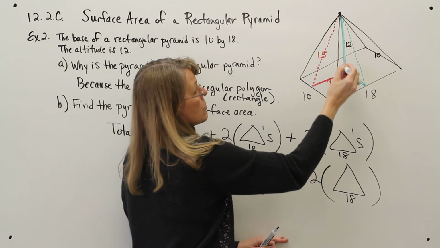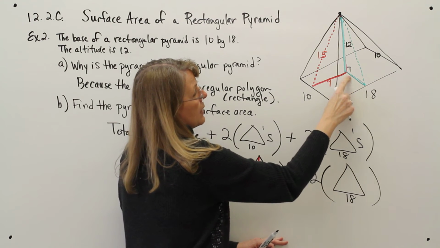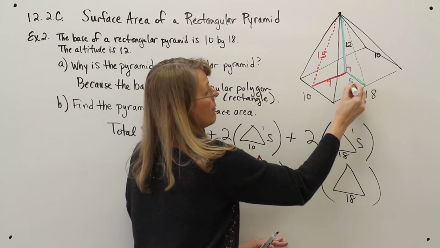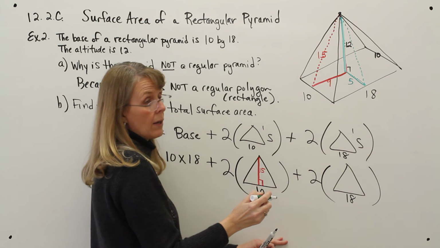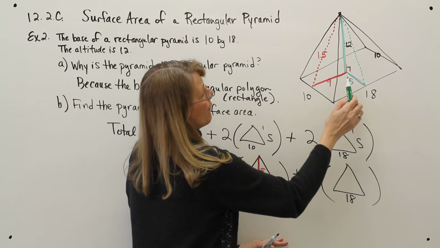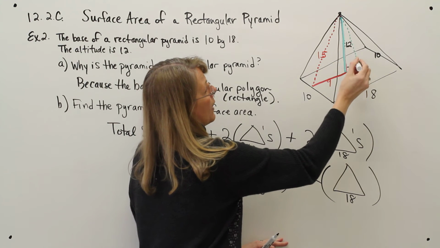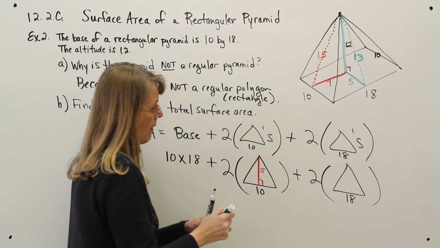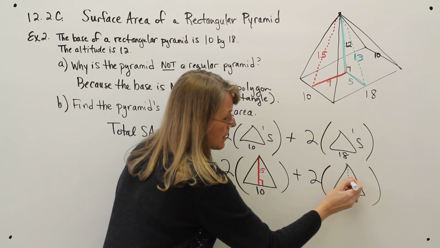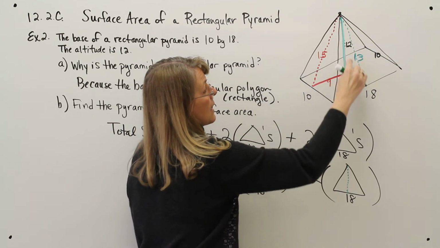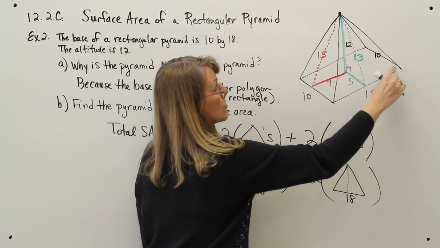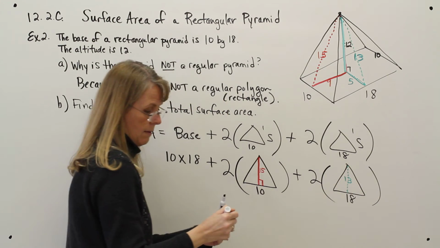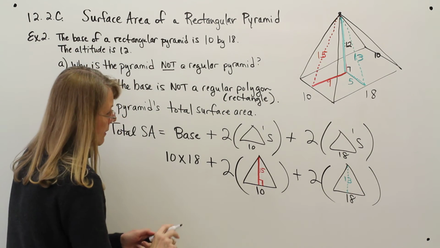I know this is 12. This segment right here should be half of this 10. That's 5. It is a right triangle. So I have 5 and 12, so I know this piece should be 13. That's important because this slant height represents the height of this triangle in front. So that we said was 13. Now I'm ready to make my calculations.